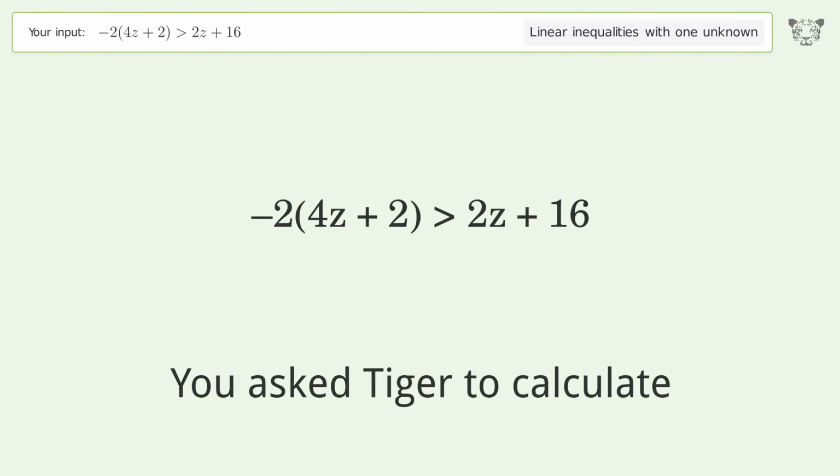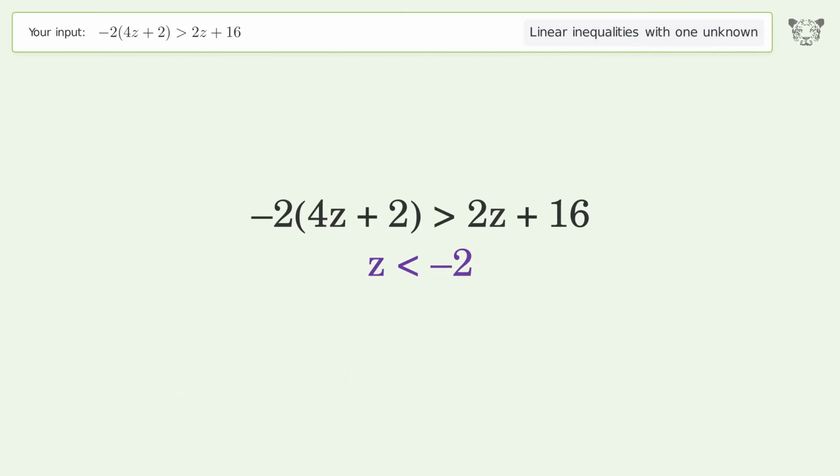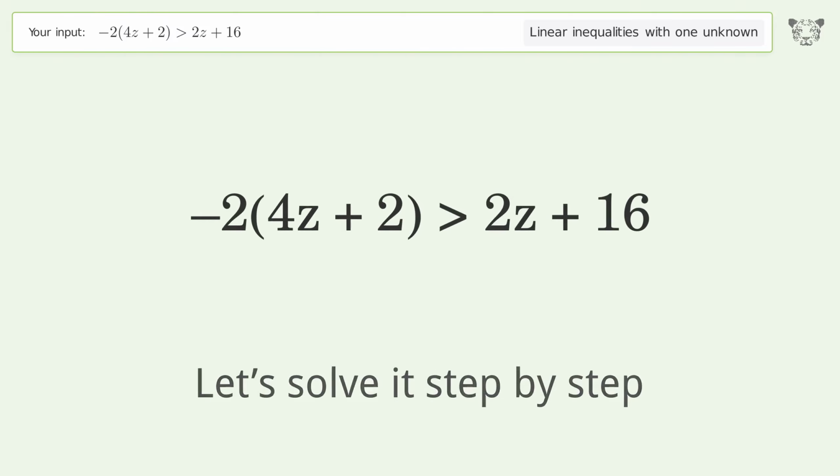You ask Tiger to calculate. This deals with linear inequalities with one unknown. The final result is z smaller than -2. Let's solve it step by step.